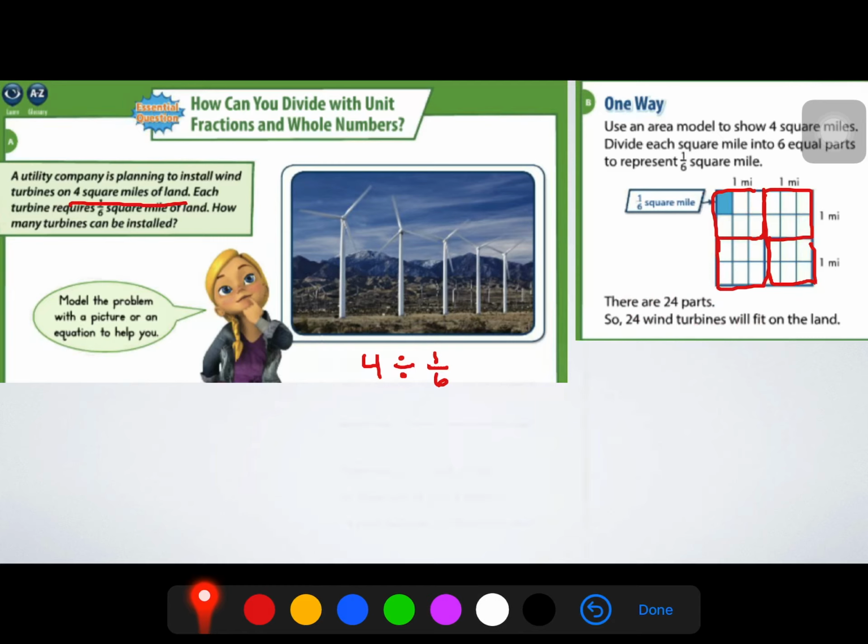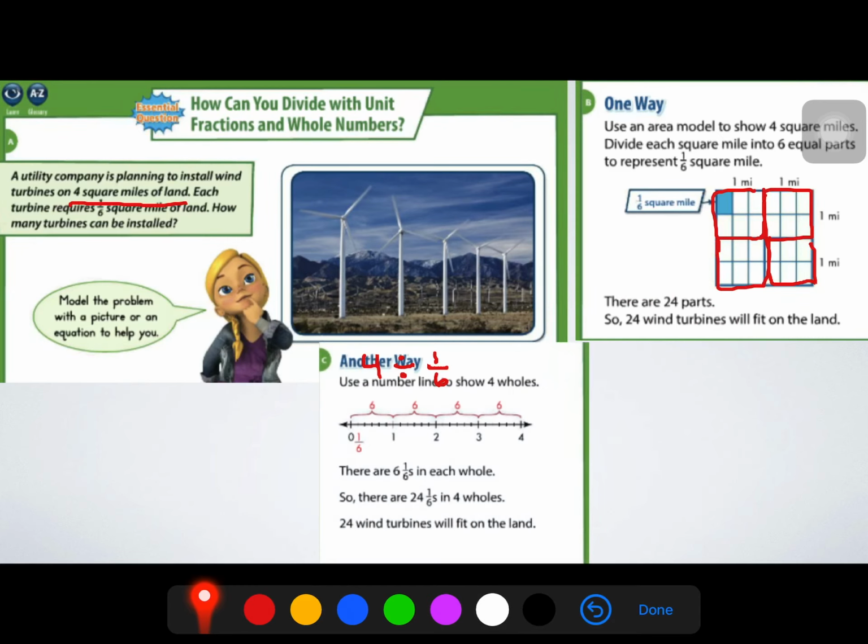Another way you can model this is with a number line. A number line is going to show you 4 wholes here. Sorry, my little writing's over there. But 0 to 4 here. And in each of the 4 wholes, I've split here into 6 equal parts. Between 0 and 1, there's 6, 1 and 2, 6, 2 and 3, there's 6, and 3 and 4, there's 6. So there are 24 1/6 in 4 wholes.